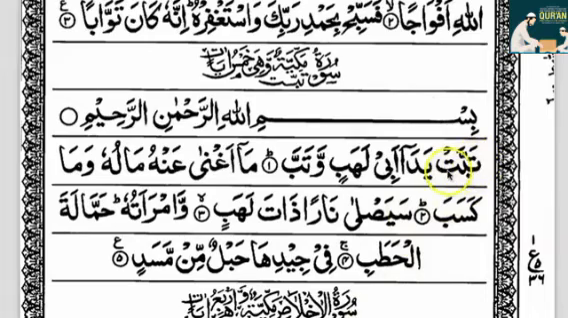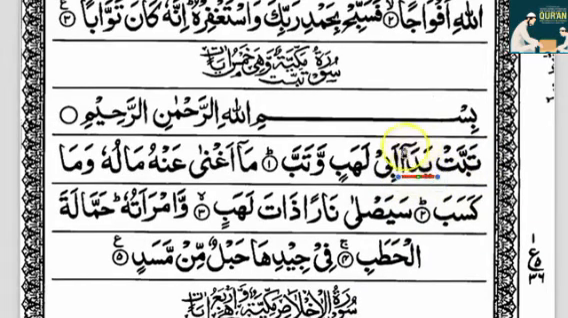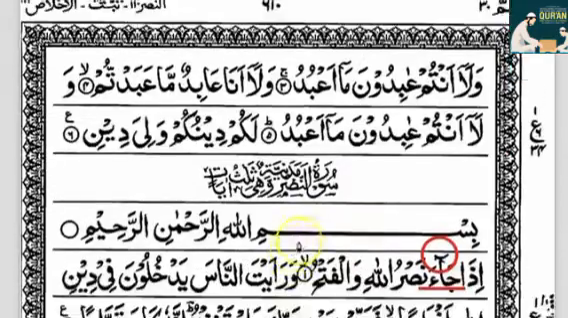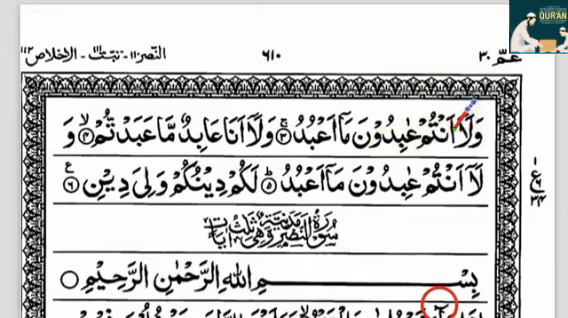Okay, let's look in the Quran now. Here we have some examples. Here you have the word with the mad there: Yada. See that mad? That squiggly line you have there is the mad. Jaa.